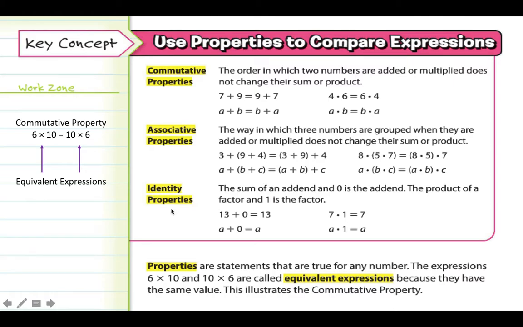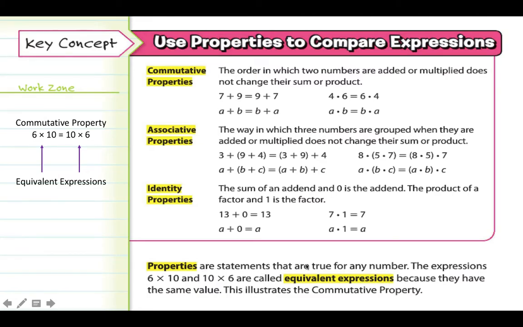Now let's look at the identity properties. The identity properties say that the sum of an addend and 0 is the addend, and that the product of a factor and 1 is the factor. Well, we know that if you add 0 to any number, it's going to equal itself. And if you multiply any number times 1, it should be that number. Those are the identity properties.